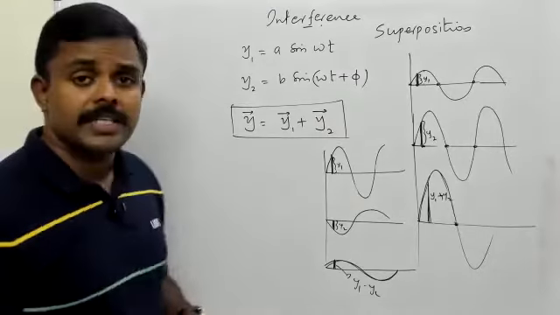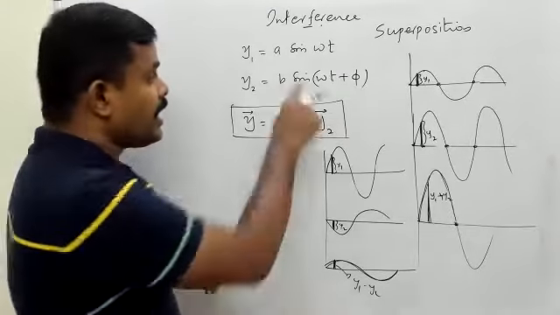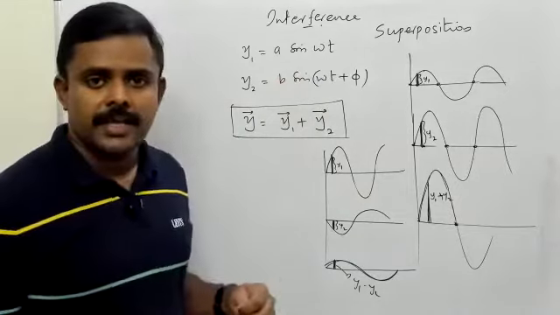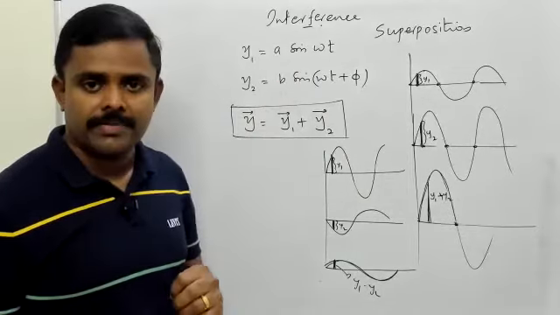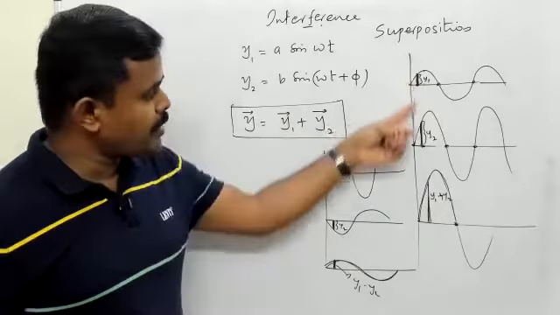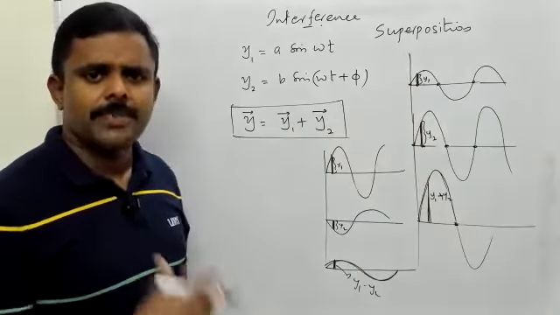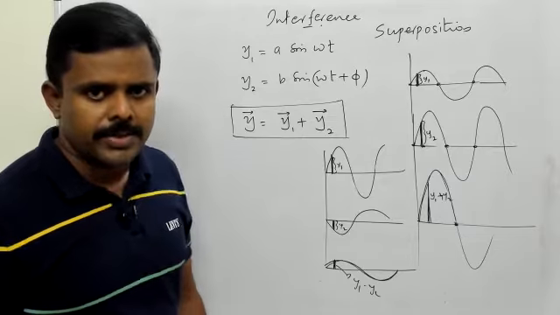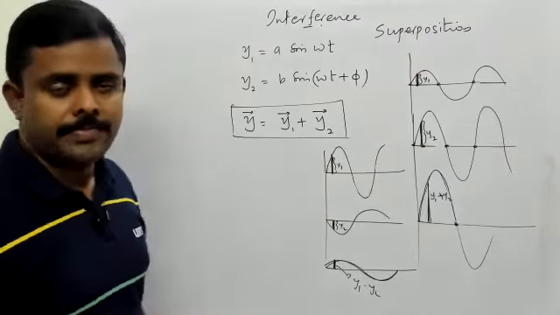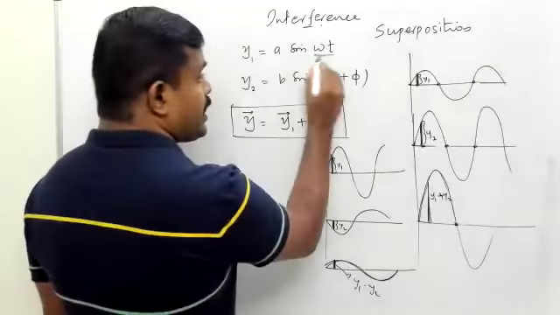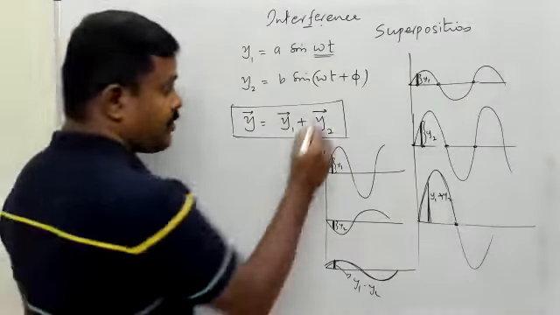They have taken two waves here. y1 is equal to A sine omega t. What is A? Amplitude of the first wave. What is B? Amplitude of the second wave. So they are of different amplitudes, as you can see. Amplitude means maximum height. What is amplitude again? Maximum height is called amplitude. And what is omega t? The phase angle.